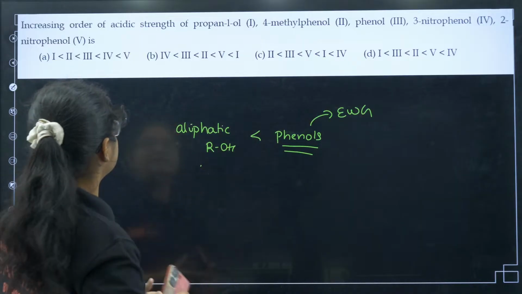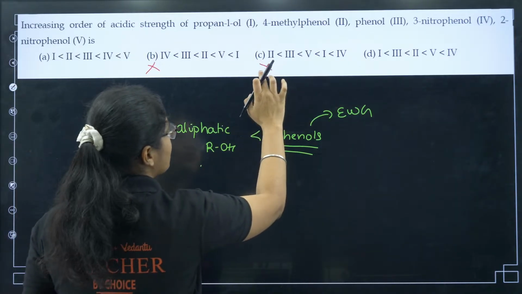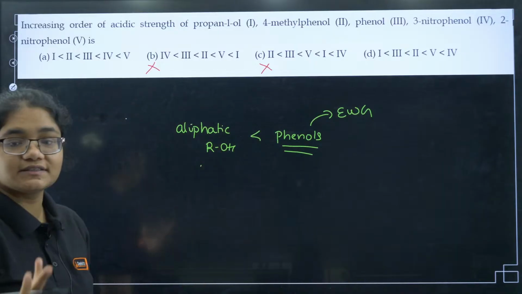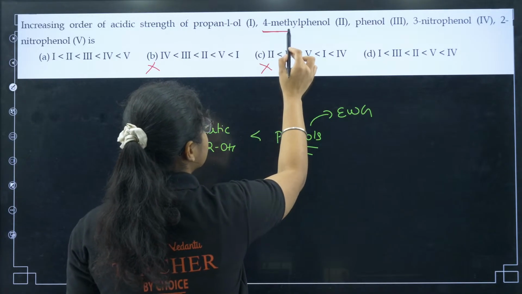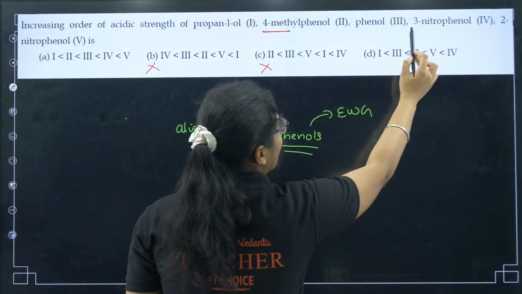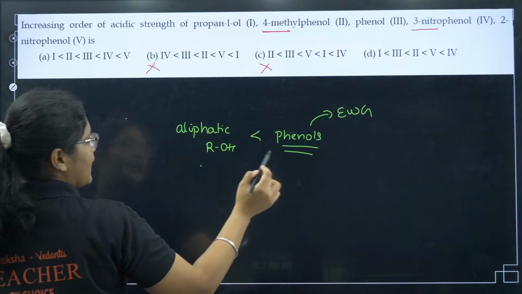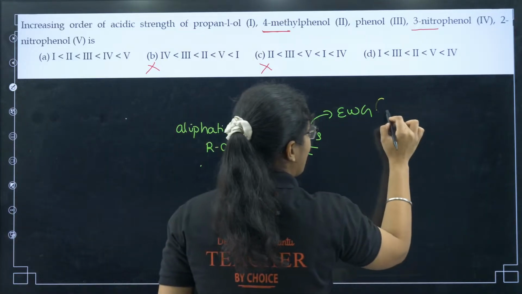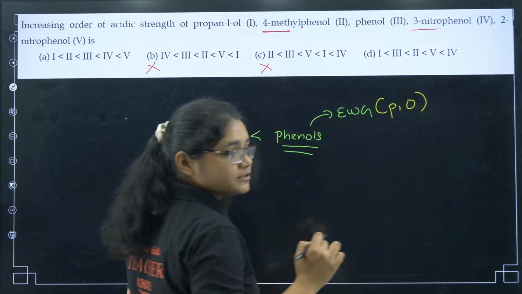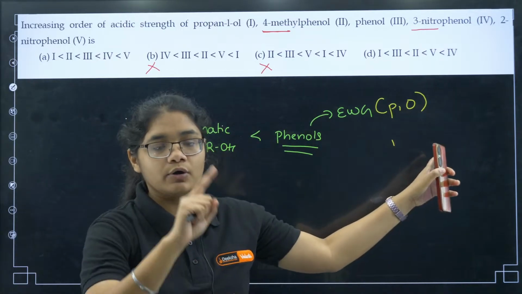So one will be least. So I have only two options like that. This is not there, this is not there. Now if I just find out which is the highest one, I can get the answer. Now here there is 4-methyl, which is a donating group, and I have 3-nitrophenol and 2-nitrophenol. Whenever I have an electron withdrawing group, always remember that if it is present at the para position and ortho position, it will be more effective. Para is more effective, then ortho, then meta.